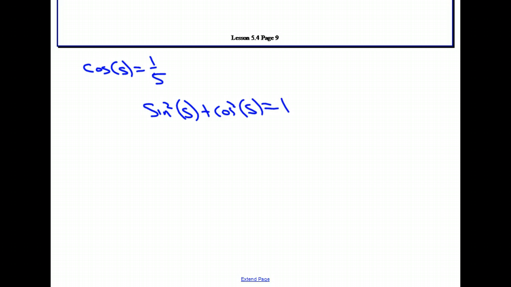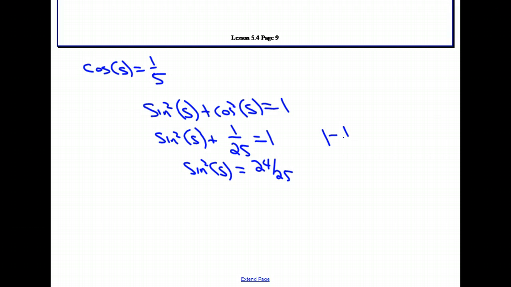And again, if you remember this from 5.3, it hasn't changed. It's the same idea. Sine squared, what's the cosine? It's 1/5. Let's square it. We get 1/25 equals 1. We're going to solve this for sine of s. So subtract 1/25. 1 minus 1/25. Well, 1 is like 25/25, minus 1/25 gives us 24/25. How do I get rid of the square? I'll take the square root.